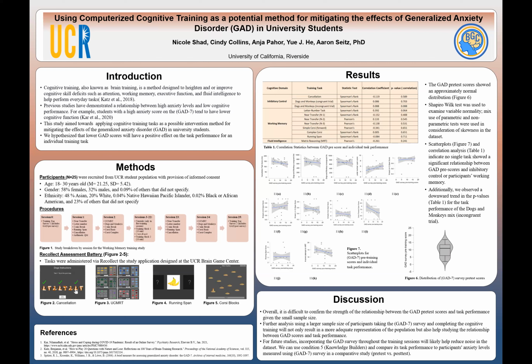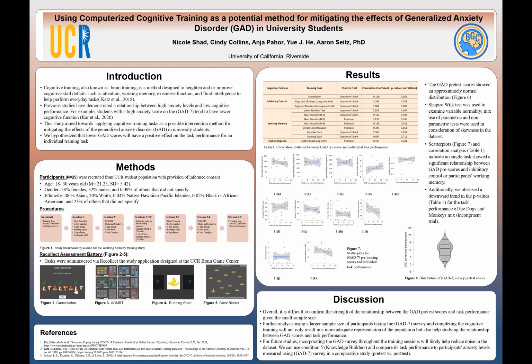The analysis was mainly based on correlation and scatter plots. The scatter plots in figure 7 and the correlation analysis in table 1 indicate that no single task showed a significant relationship between the GAD scores and cognitive domain task performance. Additionally, we also observed a downward trend in the p-values for the dogs and monkeys, incongruent trial, and the letter number task.